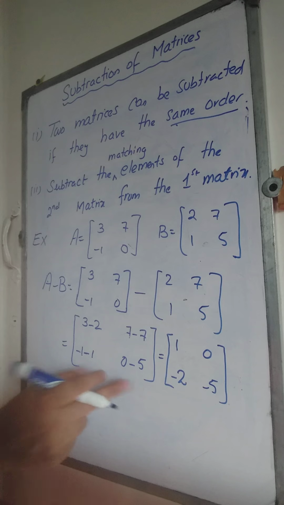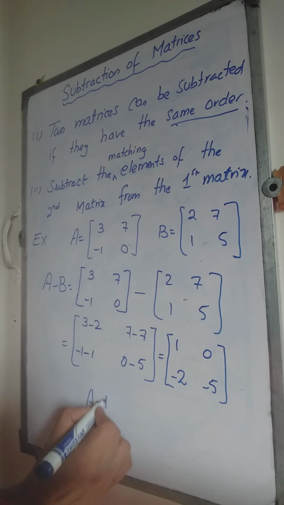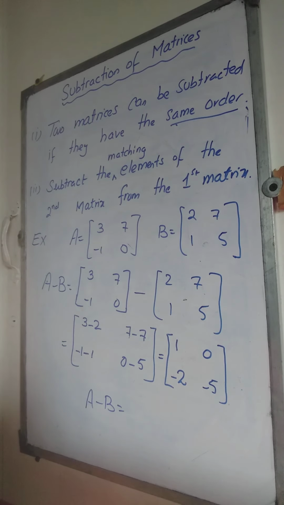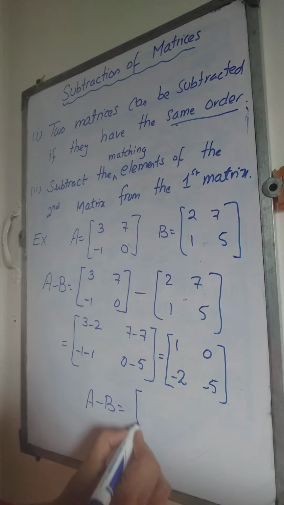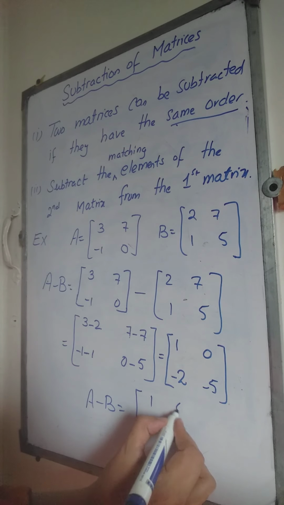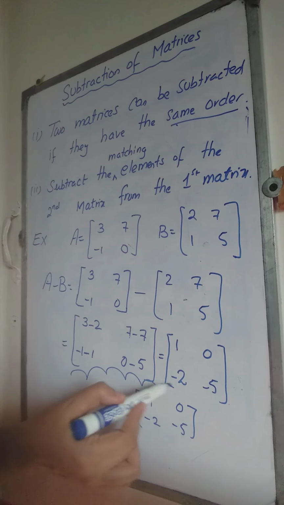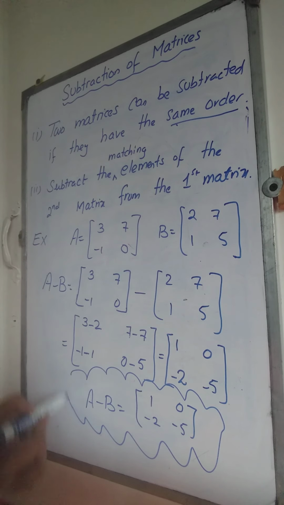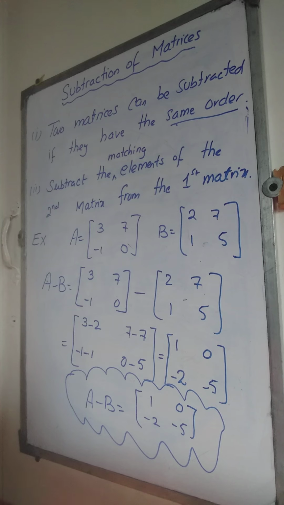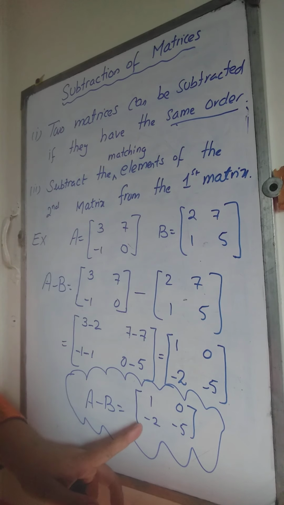So this is the matrix. A minus B equals to 1, 0, -2 and -5. This is the subtraction of B from A. Okay, A minus B equals to 1, 0, -2 and -5.